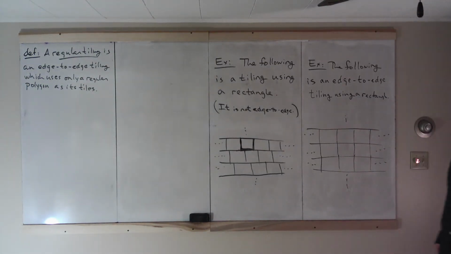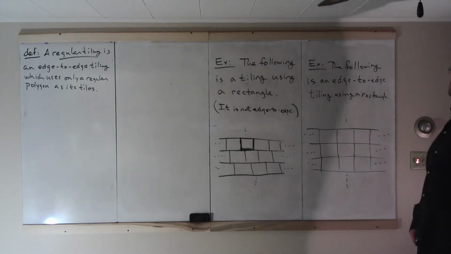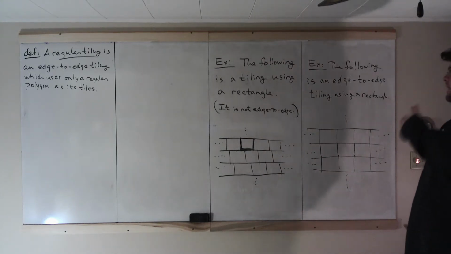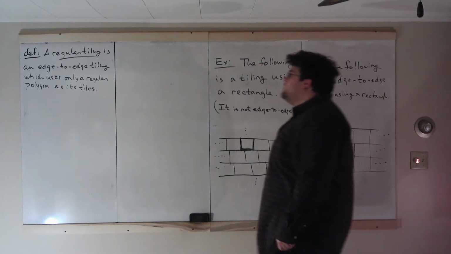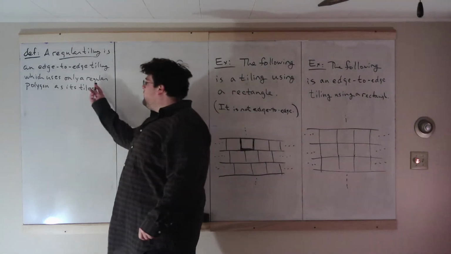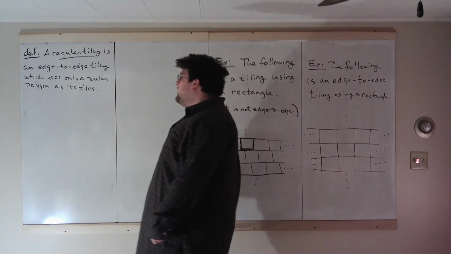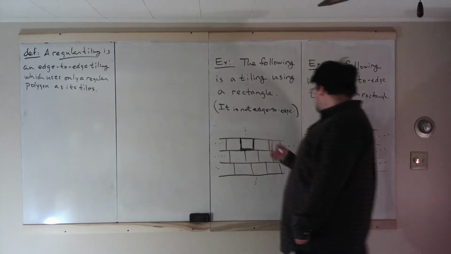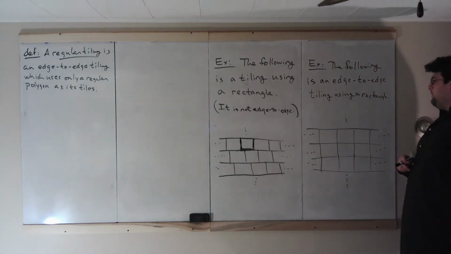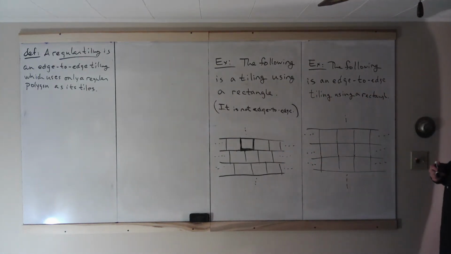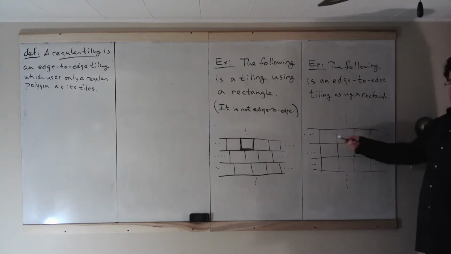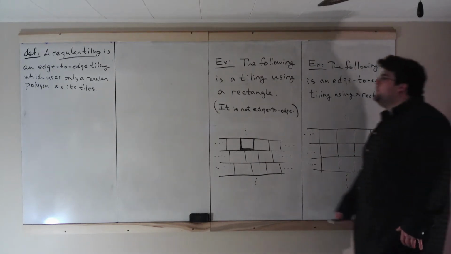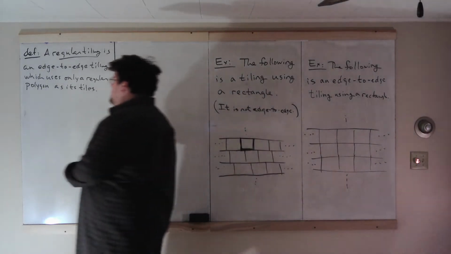So we'll look at a couple different regular tilings. Well, actually, we'll look at every regular tiling that exists. But it uses only a single regular polygon as its tiles. You can see from this example that we can find a regular tiling using squares if we just say that these rectangles are squares. But are there others?